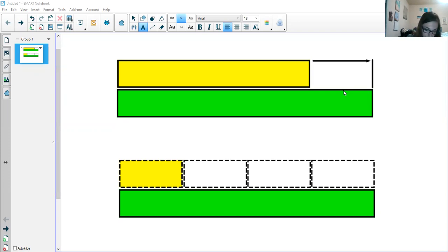So our problem is that Jacob has 16 cookies. His friend Sam gives him 8 more cookies. Jacob now has 4 times more cookies than Sam. How many cookies does Sam have now? So we can use this by using the strip diagram by starting off with our join problem.